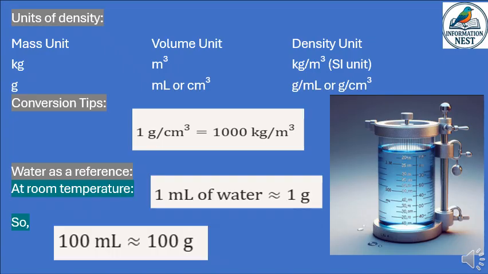So what does this mean? If a substance has a density greater than 1 gram per cubic centimeter, it will sink in water. If it is less than 1 gram per cubic centimeter, it will float. That's why oil floats and iron sinks. This helps us understand the behavior of materials in a simple visual way.